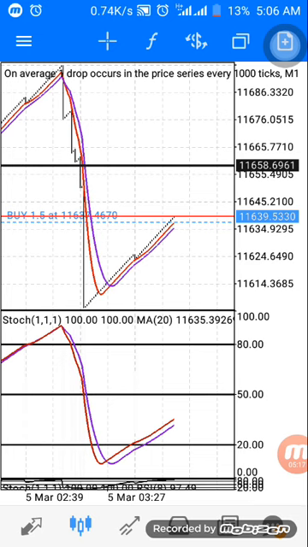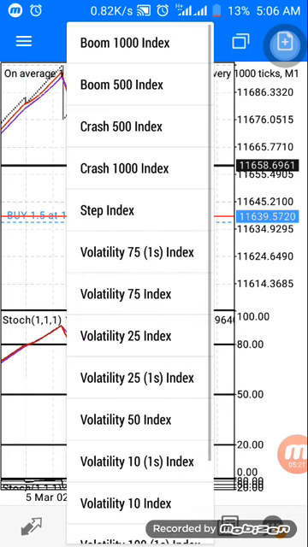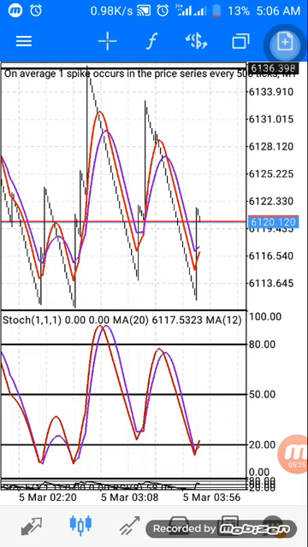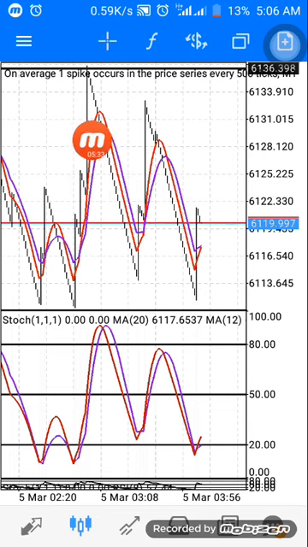Now, how do we take our trade? Let's go back to where we are. How do we take our trade with this setup? Okay, first things first, when there is a crossover of the red and the purple line, you enter and take your candles. You see, you enter here, and you take your candles.